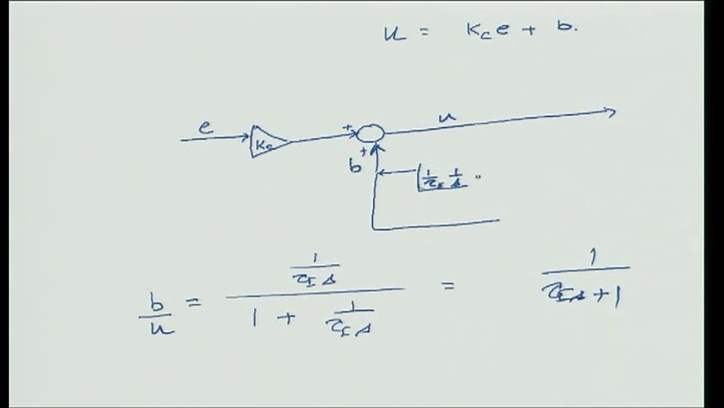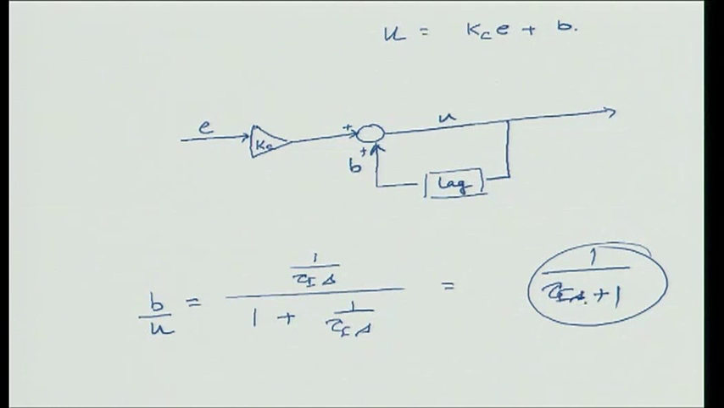So what this means is, this chap over here that is trying to make sure that the bias is adjusted to match the U can actually be replaced by simply a lag, a simple lag, and this lag is actually a lag of gain 1 and time constant tau I. Okay.